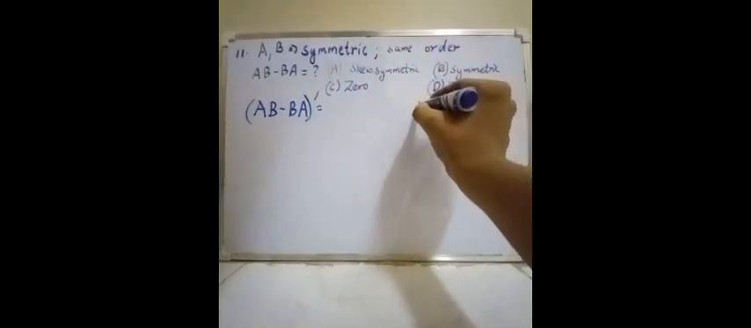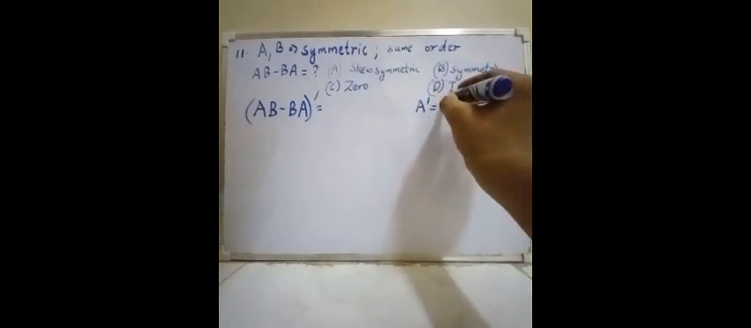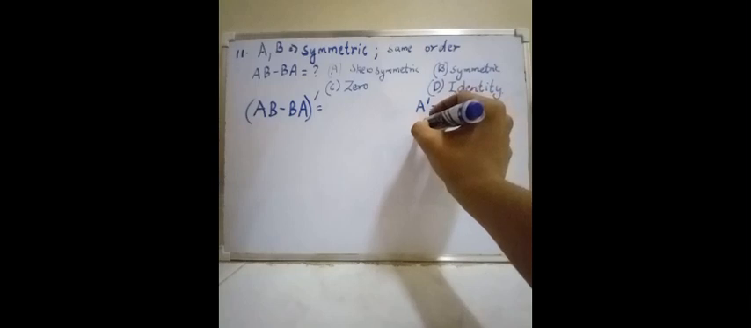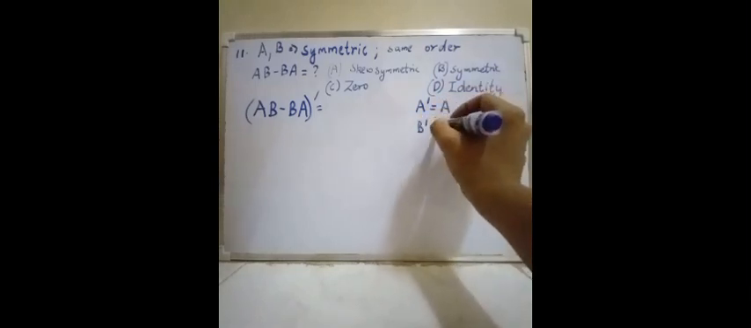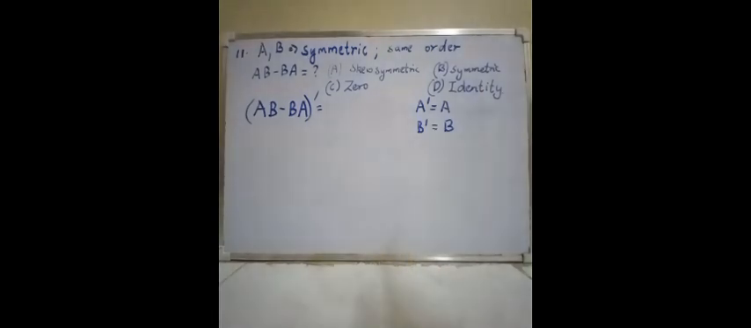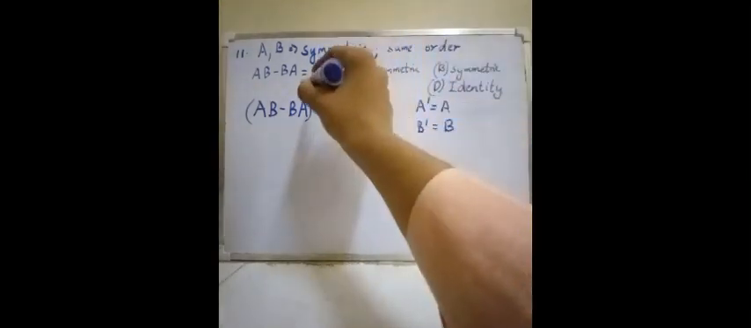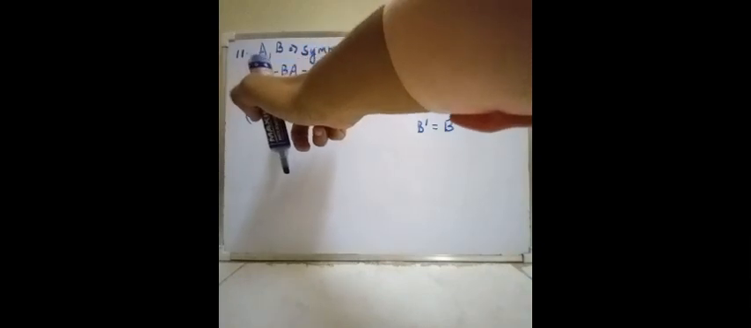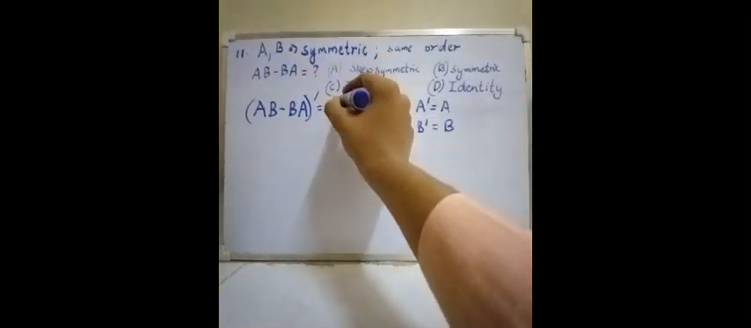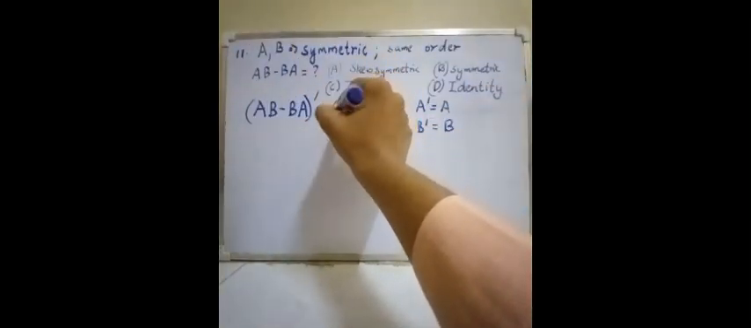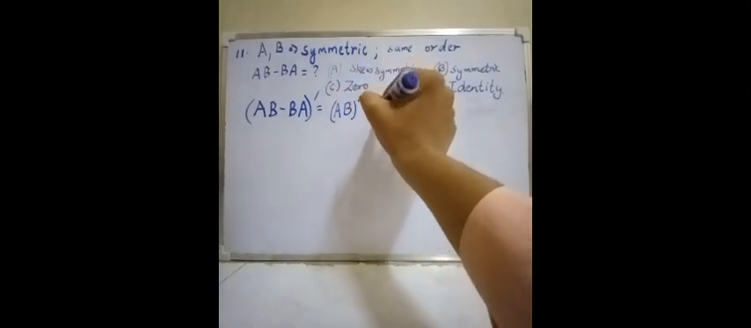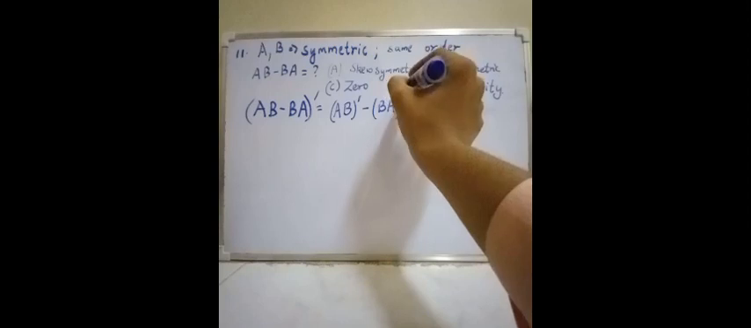Now first of all, they have told us A and B are symmetric. So A dash equals A, because this is the rule for symmetricity, and B dash should be equal to B. These are the conditions given already in the question. Now we have to check what is AB minus BA the whole dash. When any sign in between is plus or minus, you can distribute this dash independently to each element. So AB whole dash minus BA whole dash.